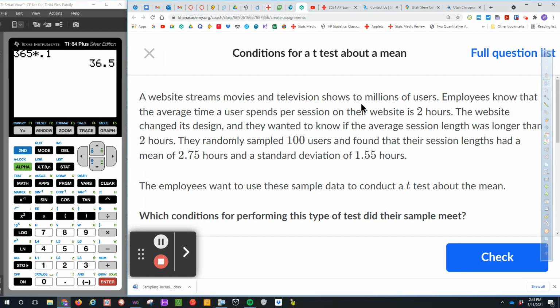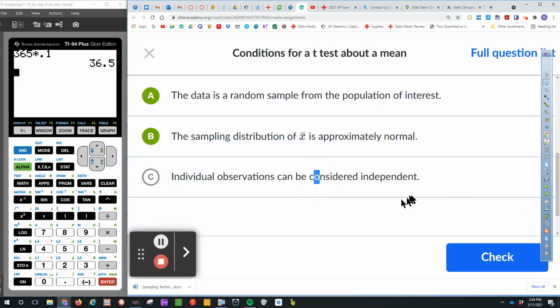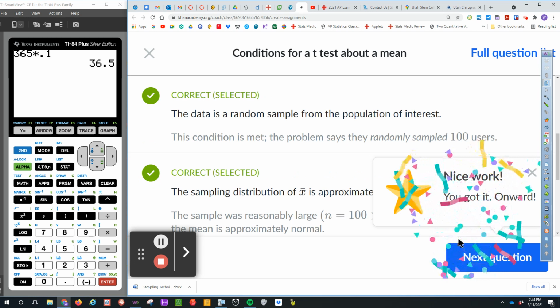And I need to look at the millions of users. So with 100, yeah, that's enough. It's definitely considered independent.